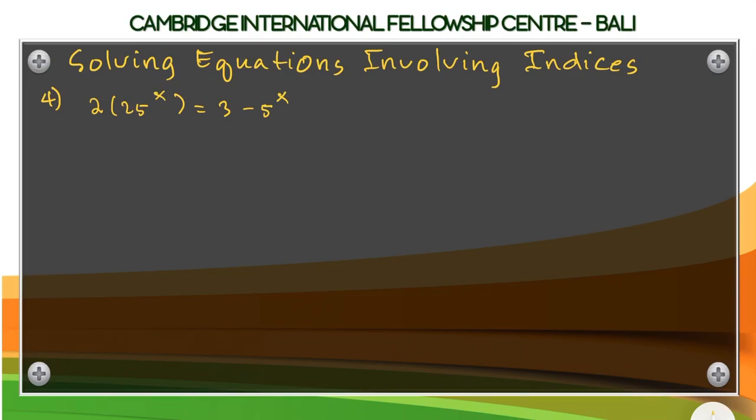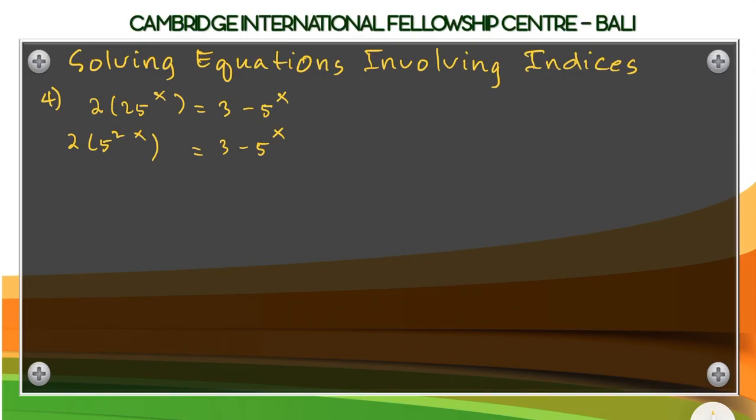We are still solving equations involving indices. Let's try to solve this. 2 times 25 raised to x is equal to 3 minus 5 raised to x. So 25 can be written to base 5. So this is 5 squared. 2 times 5 squared raised to x is equal to 3 minus 5 raised to x.